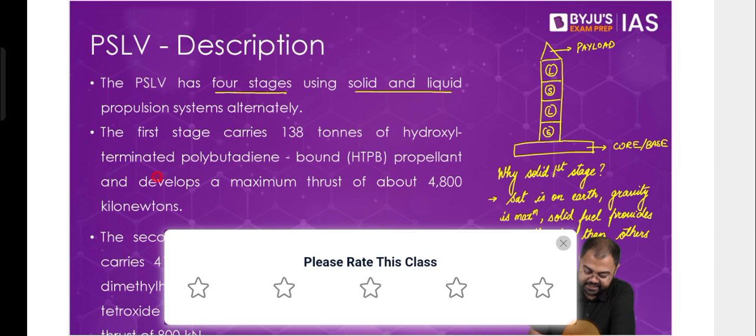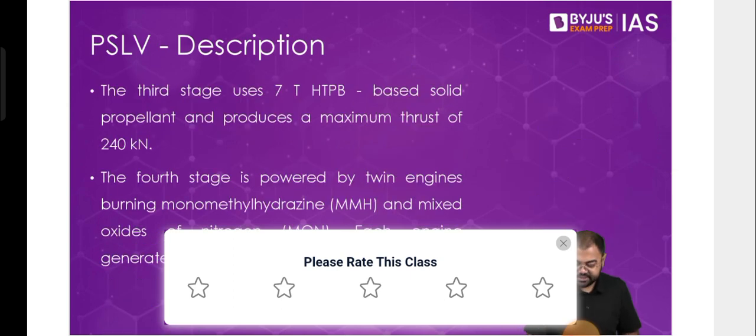So the first stage is basically called hydroxyl terminated polybutadiene, or HTPB. Then the second stage is called unsymmetrical dimethylhydrazine, or UDMH. Then again, the third stage is again HTPB, solid. And then the fourth stage is something called monomethylhydrazine, or MMH. So these are the 4 stages that we have in PSLV, arranged one after the other.